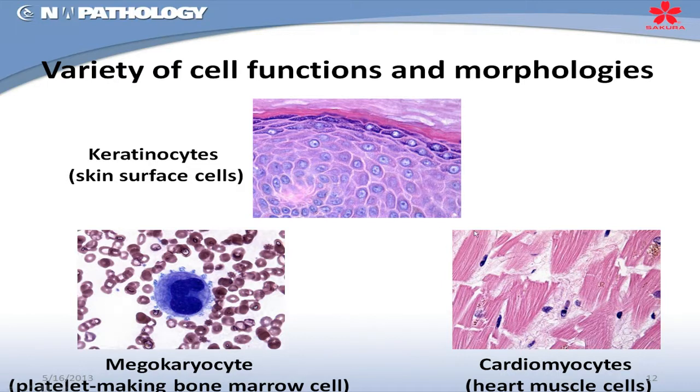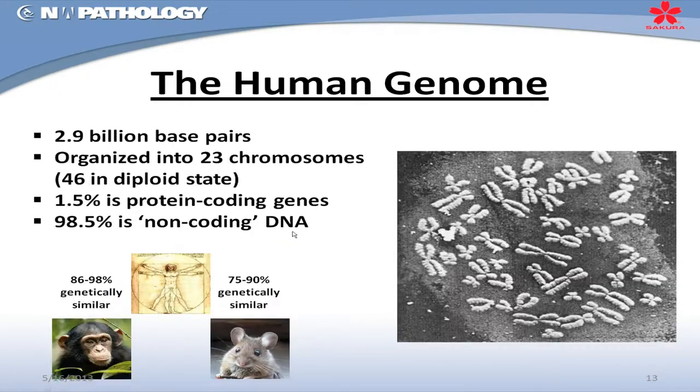Just look at how different these cells look and how incredibly different their functions are: making platelets, forming a barrier to the outside world, and making your heart squeeze. All of these cells have the exact same genome, and yet they look completely different and perform completely different functions.